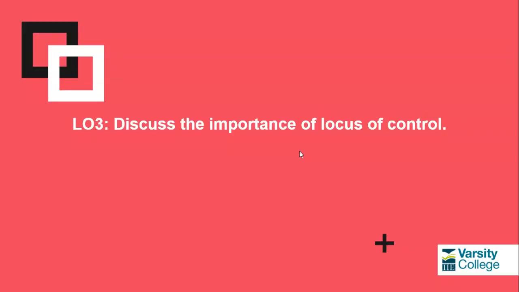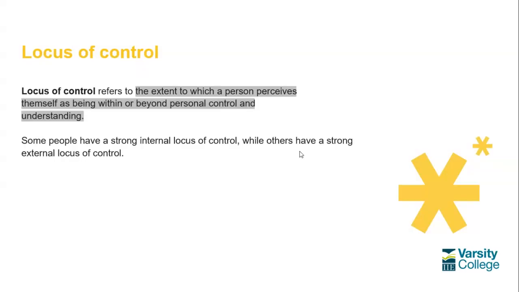And then they discuss the importance of locus of control. Locus of control refers to the extent to which a person perceives themselves as being within or beyond personal control and understanding. So, in other words, when you put effort in and your results come, do you say these results are a direct link to the effort that I've put in?